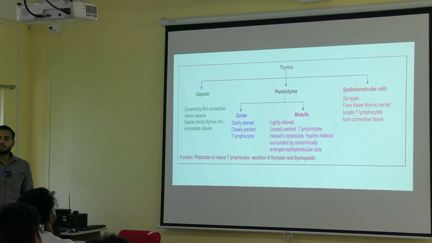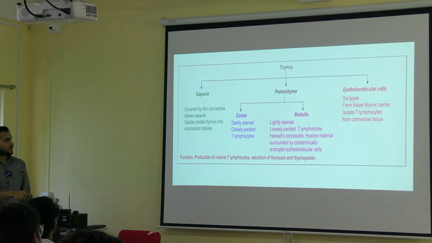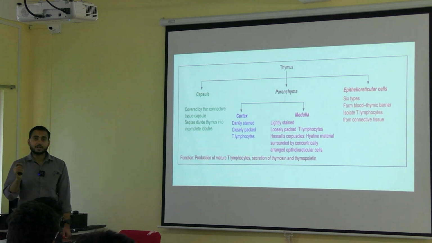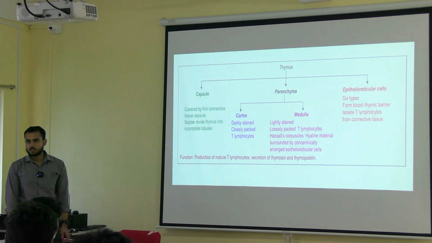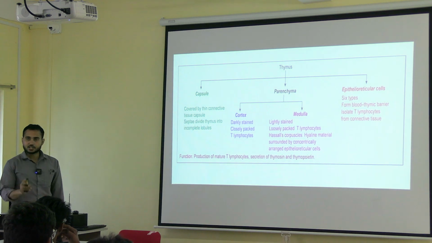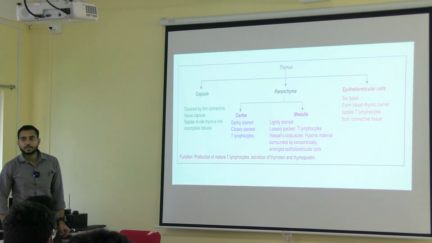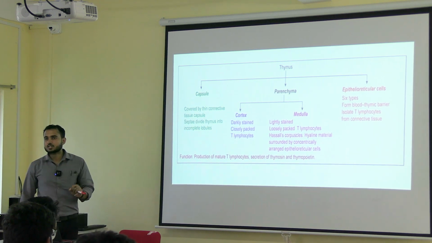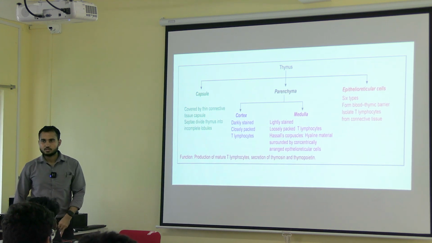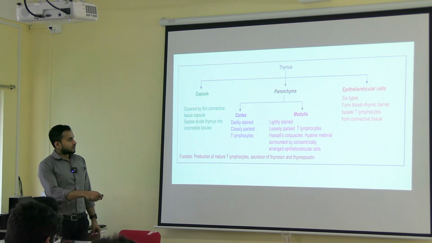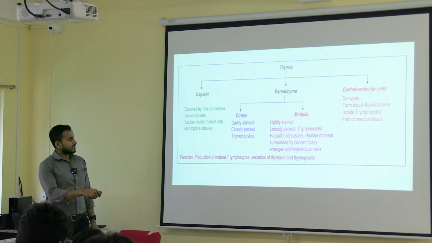Along with that, another important feature present in the medulla is Hassall's corpuscle. Have you heard about it, Hassall's corpuscle? It is a unique identifying feature of the medulla of the thymus. What is the appearance? Hyaline material. Hyaline material doesn't mean hyaline cartilage. The appearance is hyaline material, which is surrounded by type 6 thymic epithelial cells. Now I am coming to what the thymic epithelial cell is, also called epithelio-reticular cells. So this is the medulla.